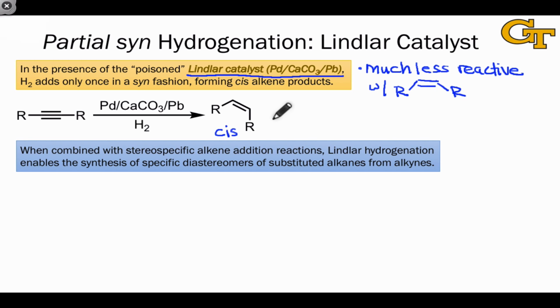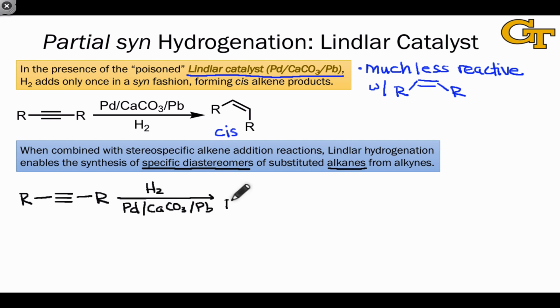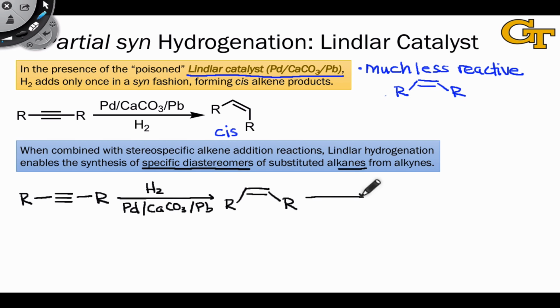Because the product of Lindlar hydrogenation is an alkene, this provides an entry into all of the alkene addition reactions that we've already seen. And what this enables is the synthesis of specific diastereomers of substituted alkane products from alkynes. Let me show you what I mean by that. Let's say we started with this symmetrical alkyne containing two R groups. Partial reduction of this to the cis alkene using the Lindlar catalyst, palladium, calcium carbonate, and lead, yields in a stereospecific way, that is, only the cis isomer forms, an alkene product. We can then use any of the stereospecific addition reactions to alkenes to generate a specific diastereomer of product.